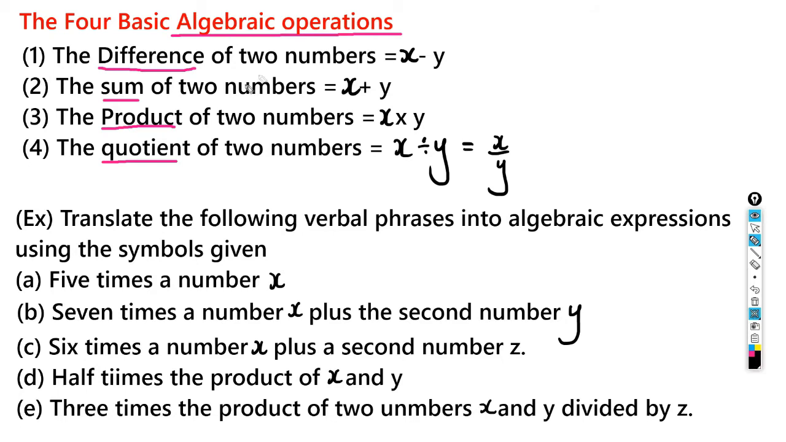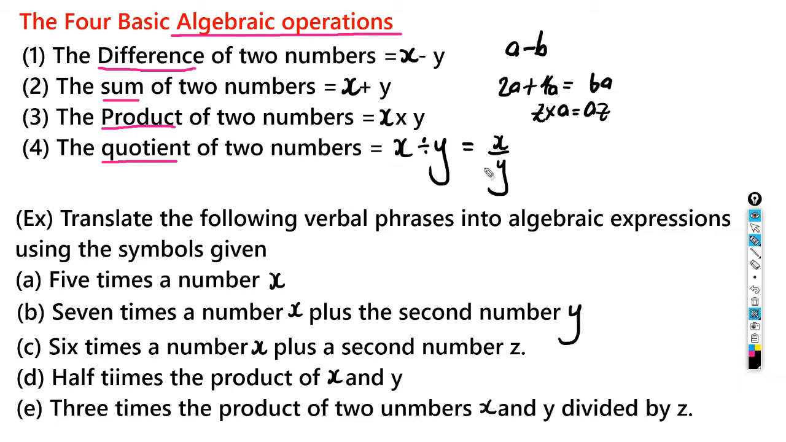Let's do some examples. It says the difference of two numbers. You have x minus y. Another example would be a minus b with algebra. The sum of two numbers, so we can have 2a plus 4a, which would be equal to 6a. That's the sum of two numbers. The product of two numbers, you can have z multiplied by a, which would be az.